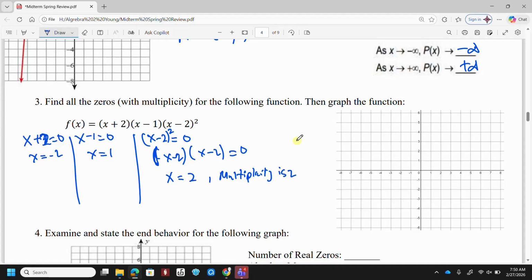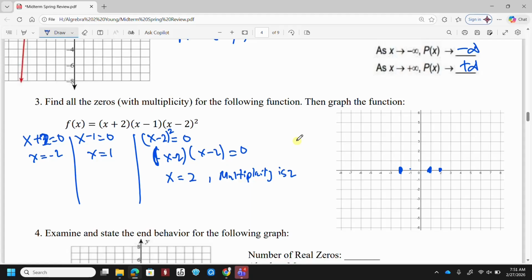So how do we graph it? First, we need to find those x-intercepts. So negative 2 is one. 1 is another one. And then 2 is another one. So make sure you know that the 2 is bouncing. So you're sketching, okay? You don't have to be perfect. You just kind of show it.